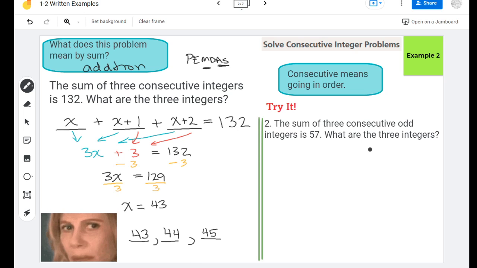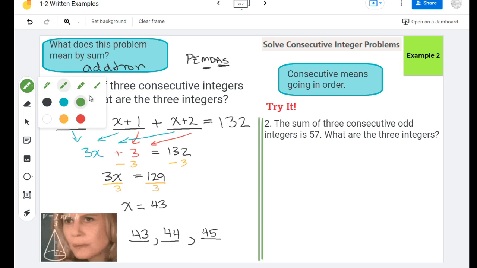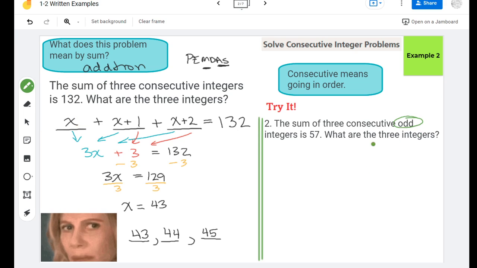Now this try it gets a little spicy, a little caliente. Notice that it says consecutive odd integers. So for example, let's think about odd integers. I have 1. The next odd integer is 3. The next odd integer is 5. Then 7. Then 9. Then 11. And if I think about these, somewhere along the line, because this thing goes on forever, 3 of these in a row add up to 57.